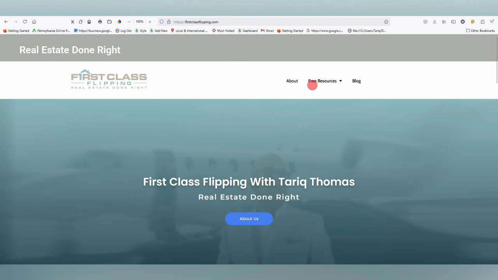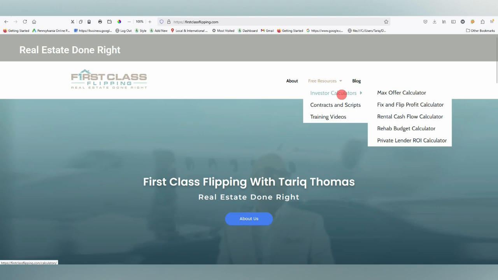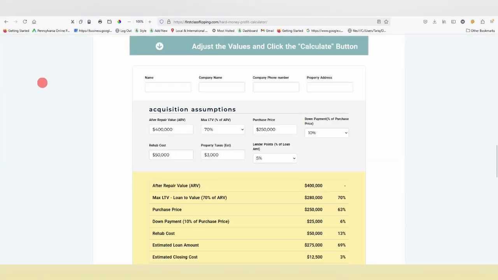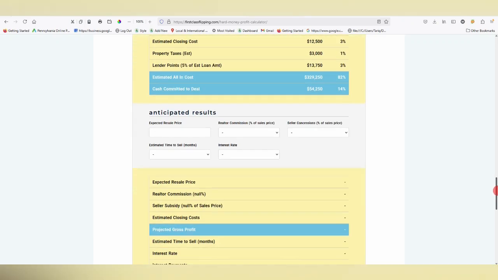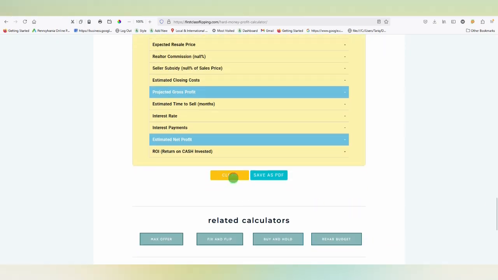Once you get to the website, just come over here where it says free resources. You'll see investor calculators, and we have several over here. Today we're going to do the fix and flip profit calculator. Just go ahead and click on that, and it's going to bring you to this page here. Just scroll down, and the first thing I want you to do is clear whatever data is already in there.